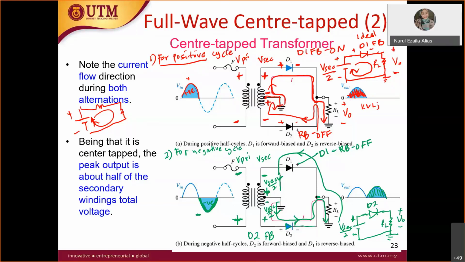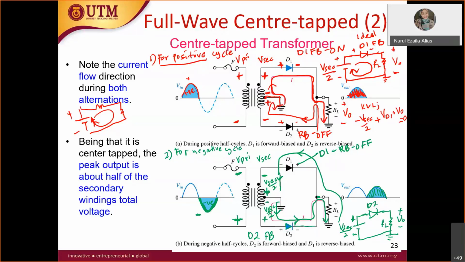What is the KVL for this particular circuit, the red circuit one? Amir? Negative V secondary over 2, plus VD1, plus I RL. Or can I write V out straight away? Yes, V out equal to 0. So this is your KVL. No matter whether VD1 is for a germanium or silicon diode, you have to do the KVL for the circuit. So this is how the KVL looks.